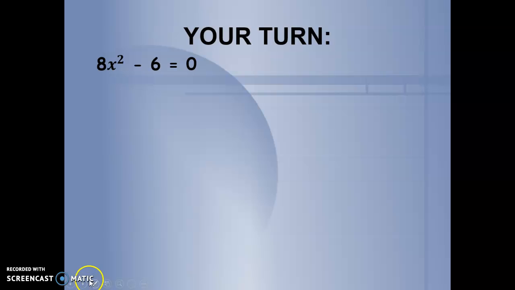All right, let's try this one. 8x squared minus 6 equals 0. The first thing we want to do is to isolate that x squared term, and we'll do that by adding 6 to both sides, which gives us 8x squared equals 6. We need to get the x squared by itself, so let's divide both sides by 8. When we divide both sides by 8, we get x squared equals 6 over 8.